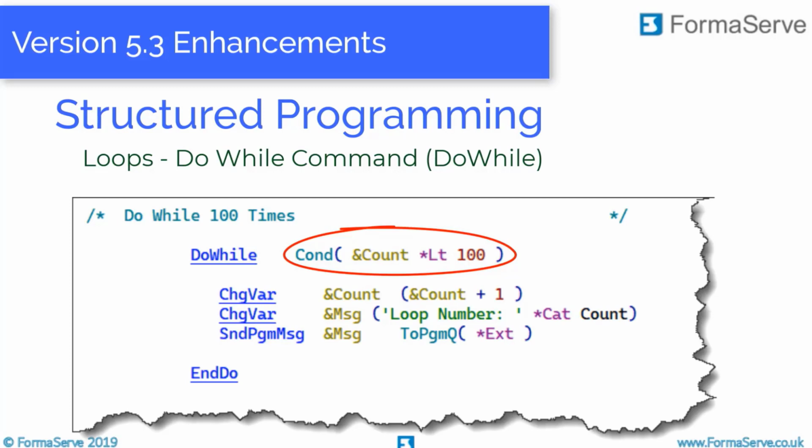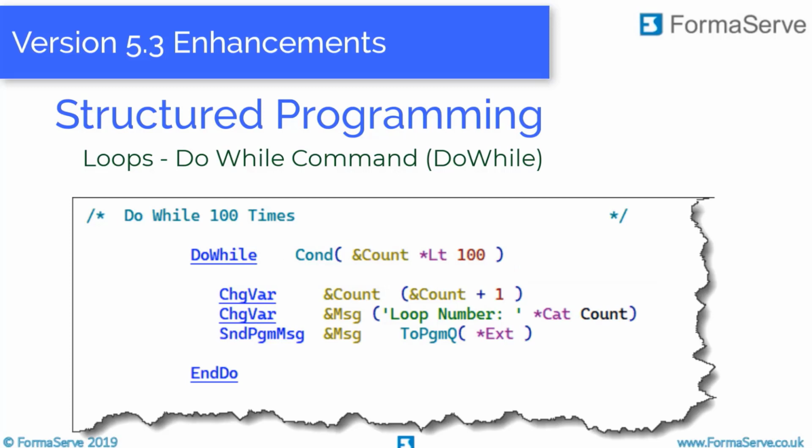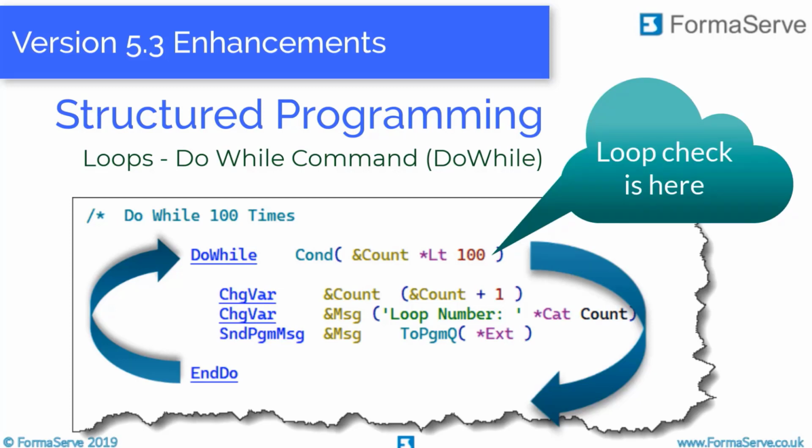On the first line of the loop, we are saying as long as the variable count is less than 100, do the coding in the red block. Once it has processed that block, the end do line sends the program back to the do while command to check if the variable count is greater than 100 now. If it is greater than 100, the program will continue with the line after the end do. The do while command always checks the looping condition at the do while stage, which makes it different from the do until command.